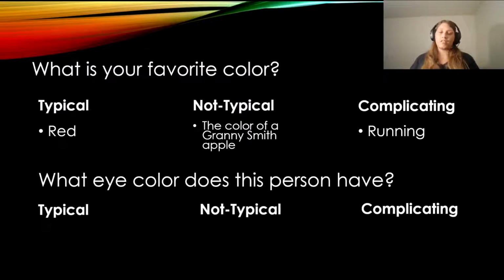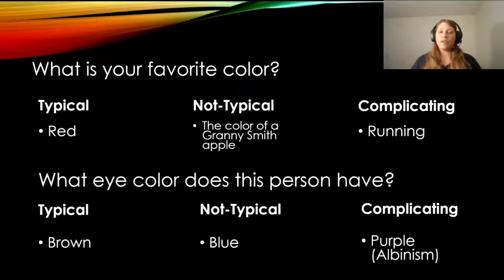Now, a genetic example could be, what eye color does this person have? The alleles will determine what eye color someone has, the most typical response being brown. This is the most common eye color and therefore is a very typical response. A not typical response could be the eye color of blue. You don't see it nearly as much as brown, but it is definitely a functional eye color that you see all over the place. Finally, we have a complicating eye color, purple.